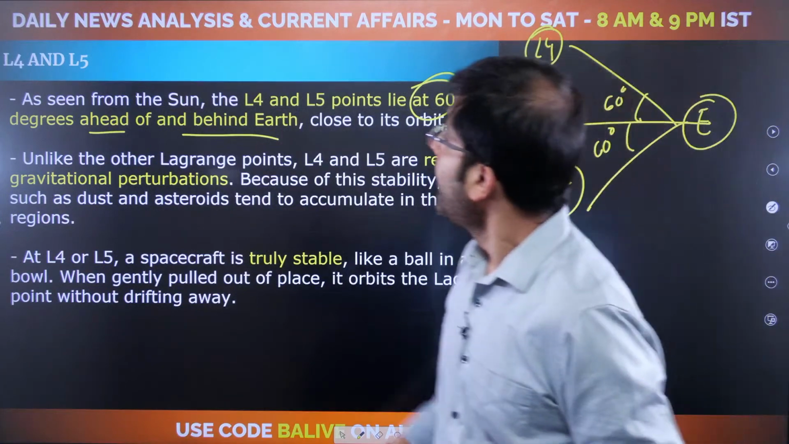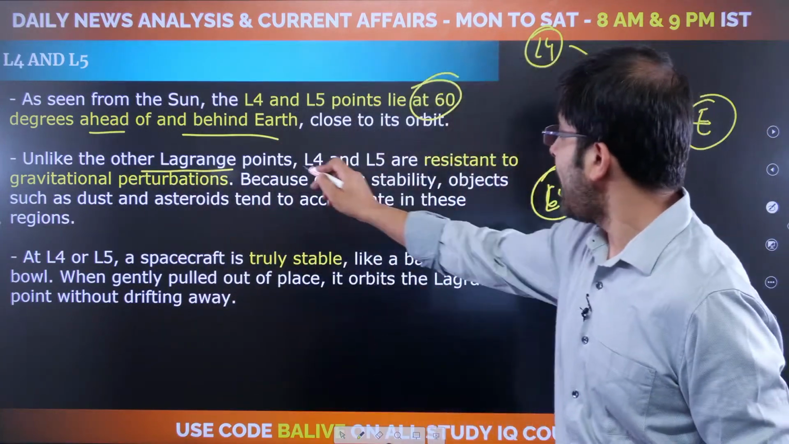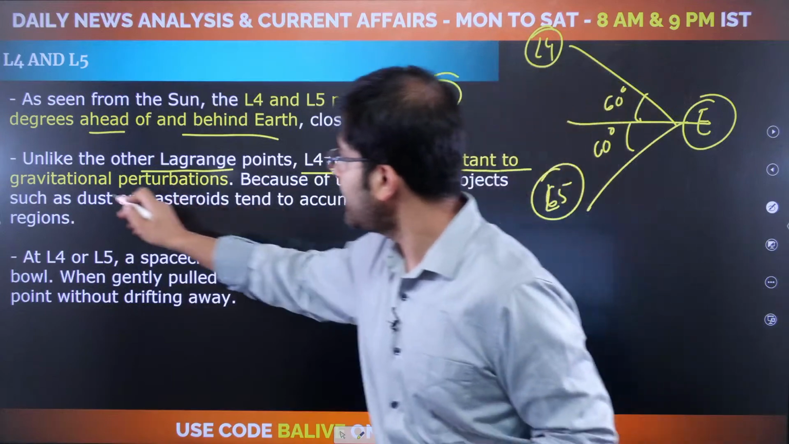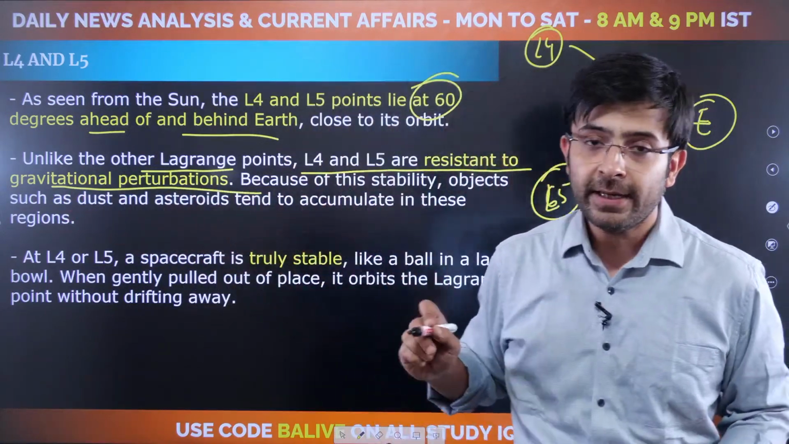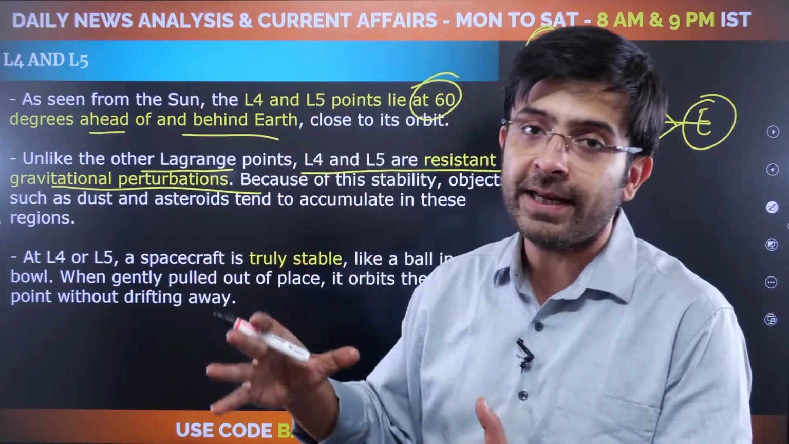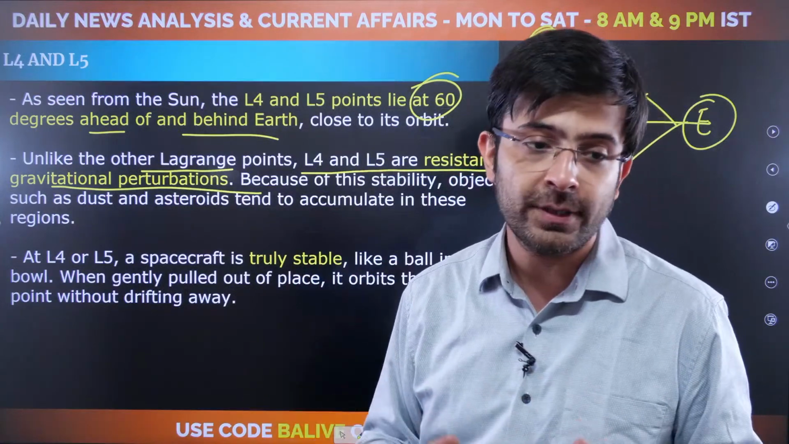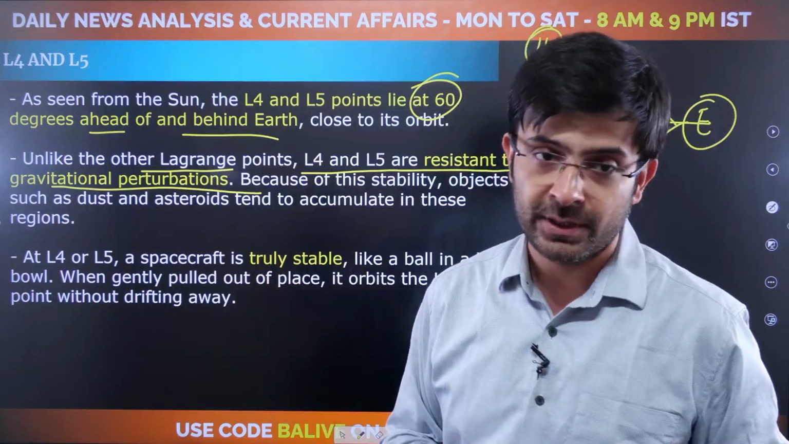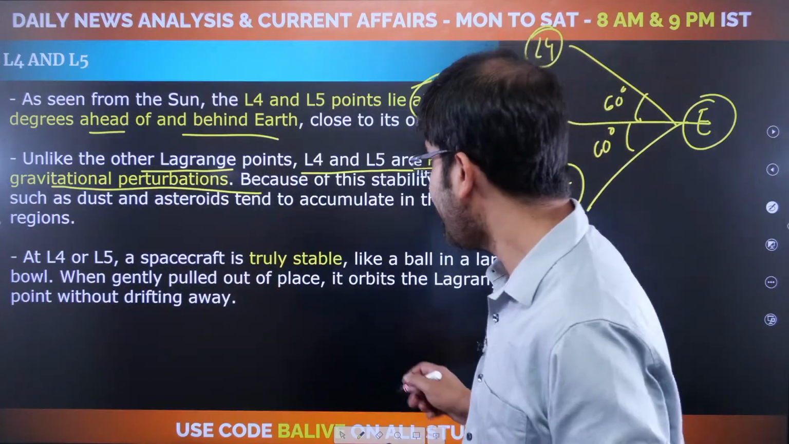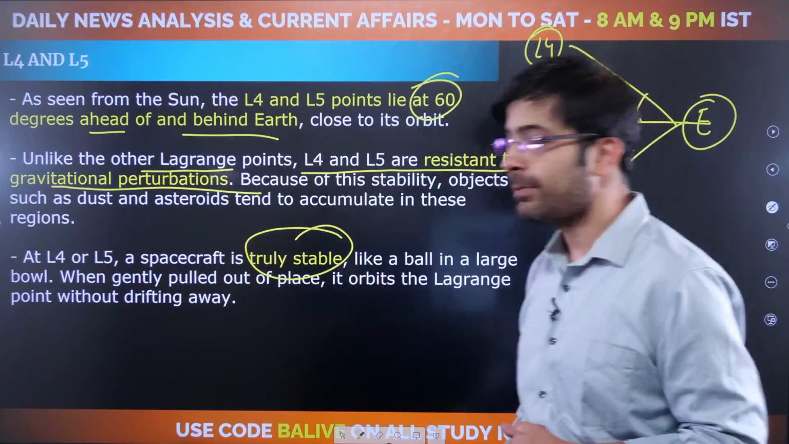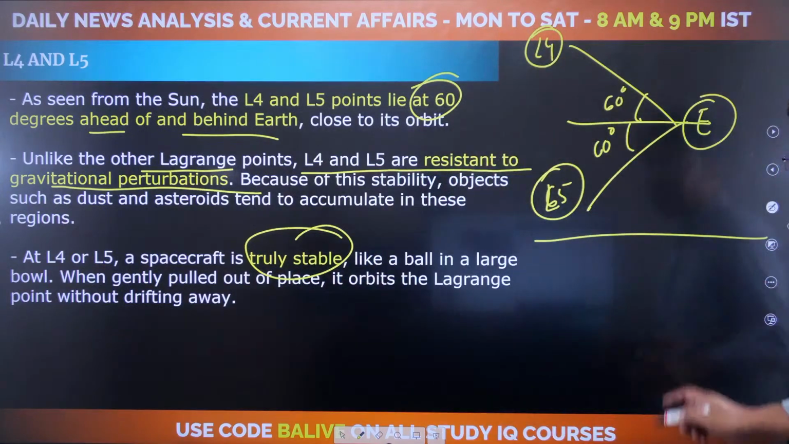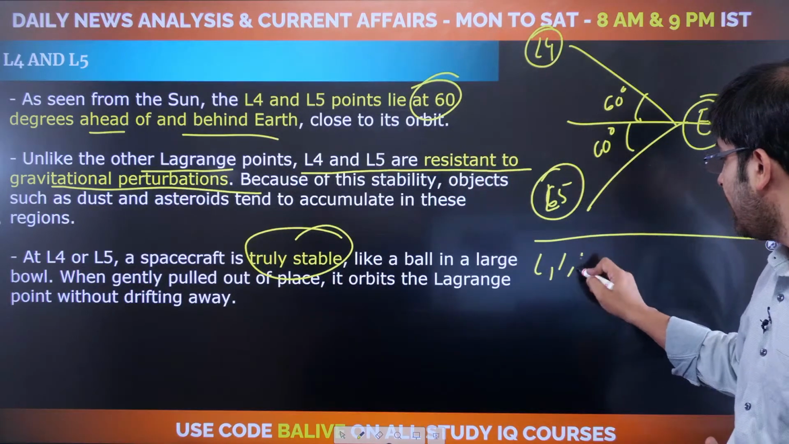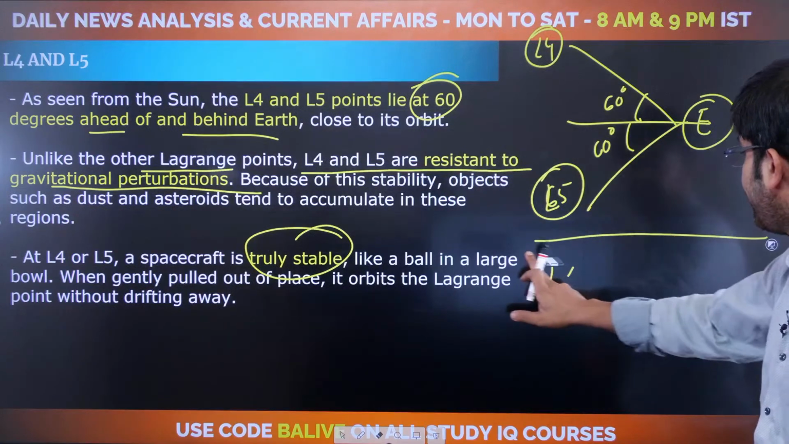Unlike the other Lagrange points, L4 and L5 are resistant to gravitational perturbations. They are excluded from the counter effects of both the Sun and the Earth, which benefits stability at these two positions. At L4 and L5, you're considered to be truly stable. So your learnings from this, guys, from an exam perspective, L1, L2, let me write it down properly.